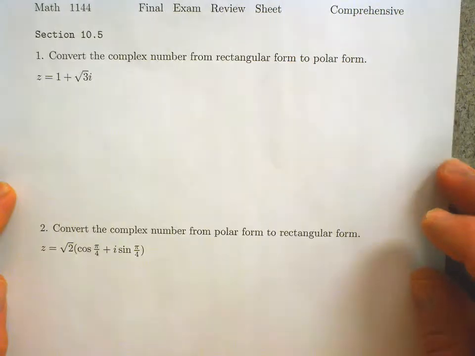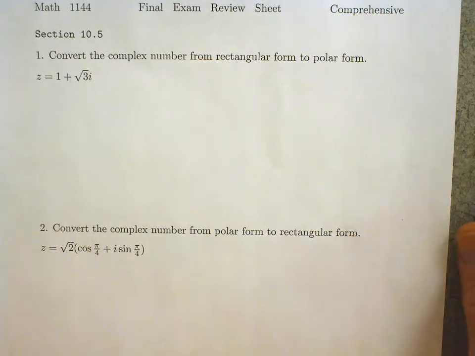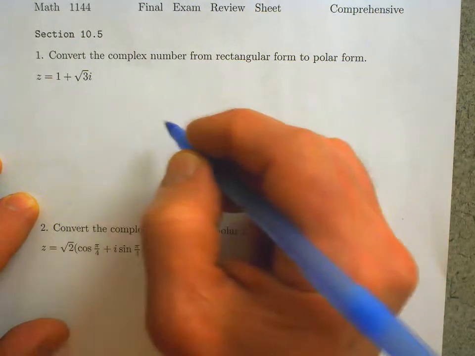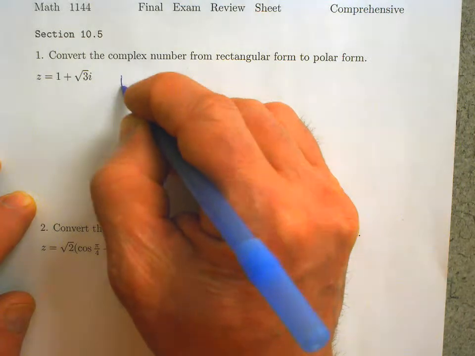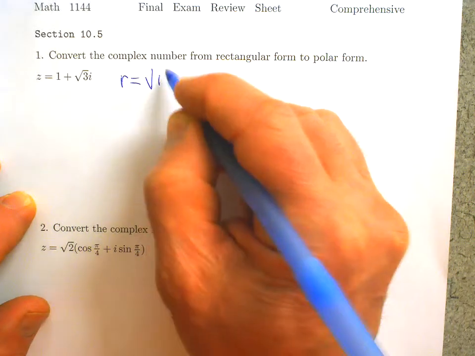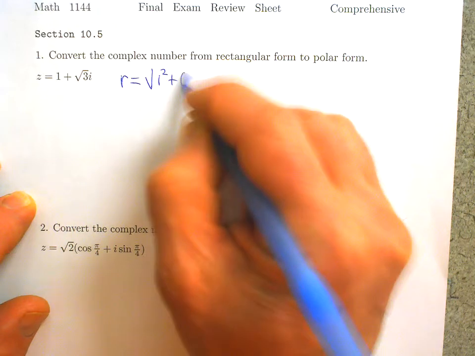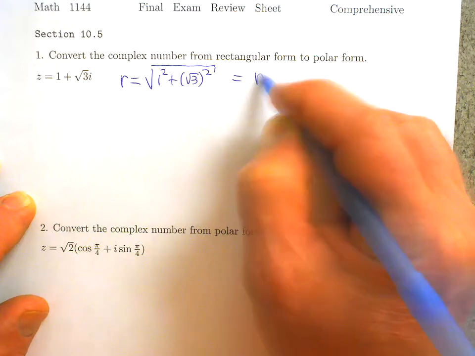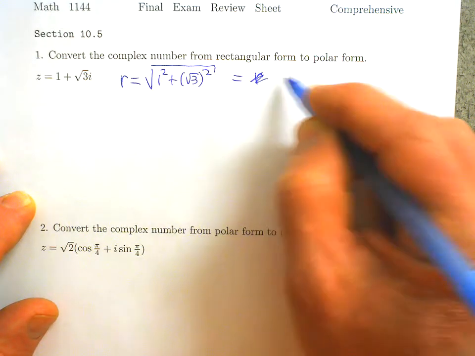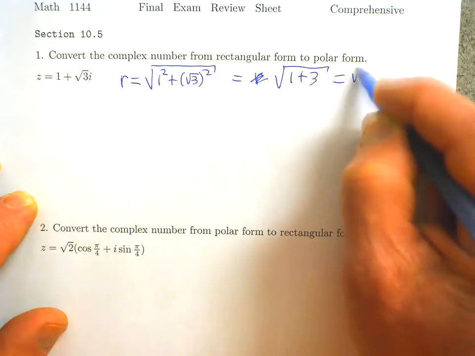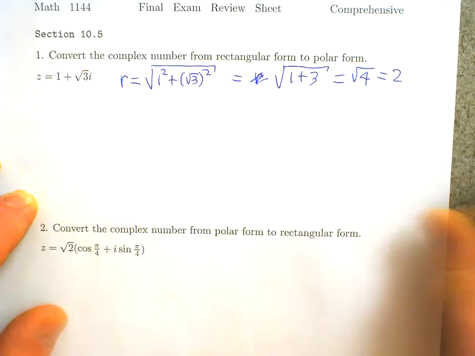Okay, a problem from section 10.5, convert the complex number from rectangular form to polar form. So the value of r is the square root of 1 squared plus the square root of 3 squared, which is the square root of 1 plus 3, or the square root of 4, which is 2.